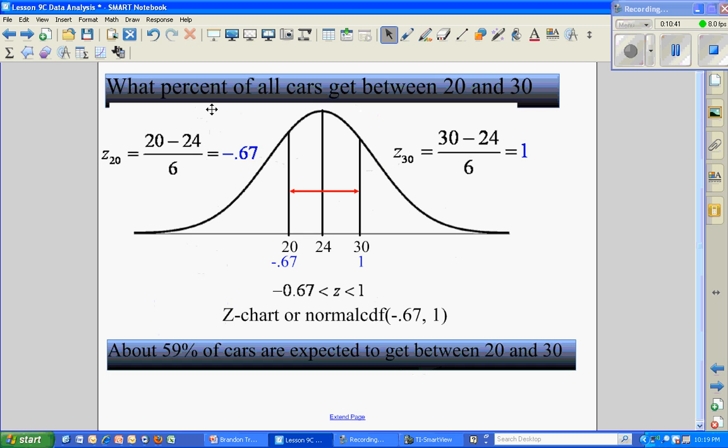If you were to ask yourself what percent of the cars get between 20 and 30 miles per gallon, you have to get a z-score for 20 and a z-score for 30, and then you would do your normal CDF between negative 0.67 and 1, and you would get as a final answer 0.59, which you would change into a percent, which is 59% of the cars getting between 20 and 30 miles per gallon.